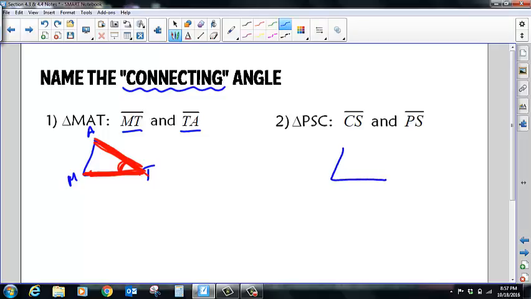Now what about in triangle PSC? So we want the connecting angle between CS and PS. So the angle that would have to be marked congruent in order to be the connecting angle would be angle S, because it connects those two sides together to each other.